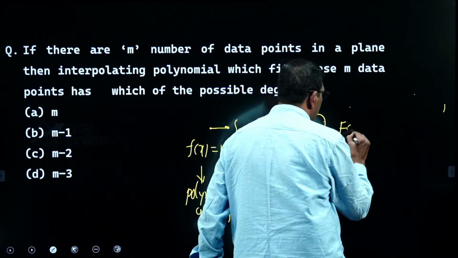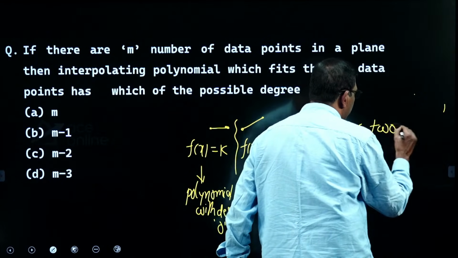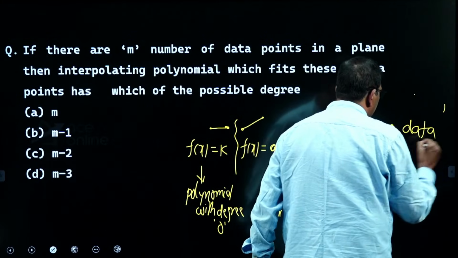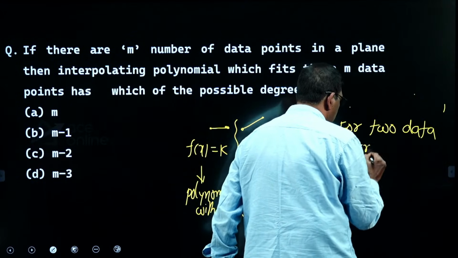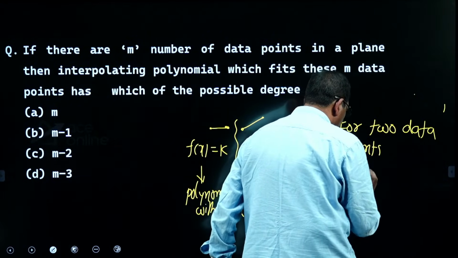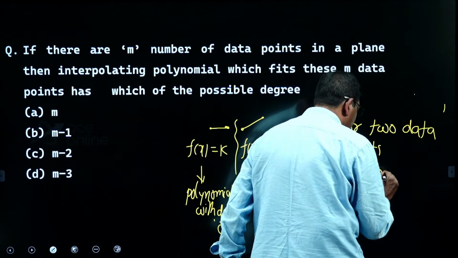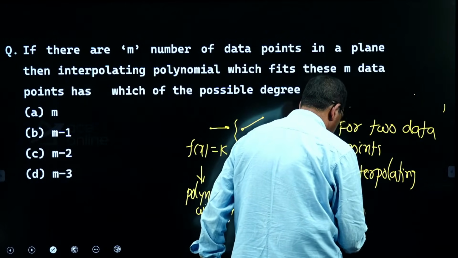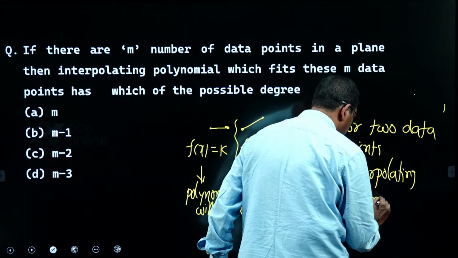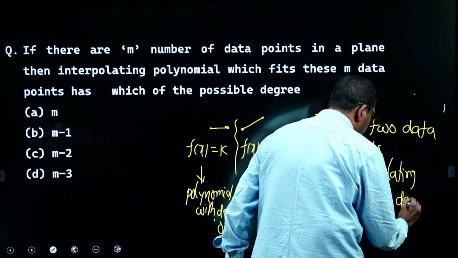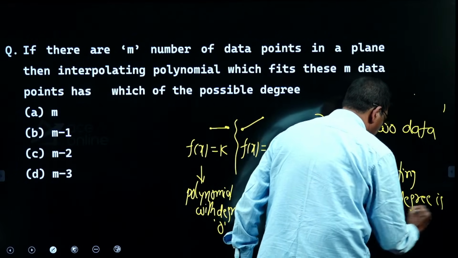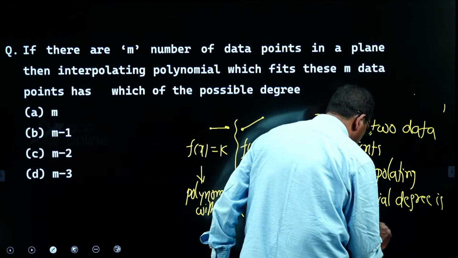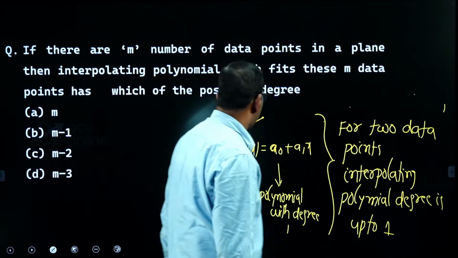For two data points, briefly I am writing. For two data points, the interpolating polynomial, meaning the fitting curve, is nothing but the interpolating polynomial, whose degree is up to 1, not exactly 1, up to 1, maybe 0 or maybe 1.